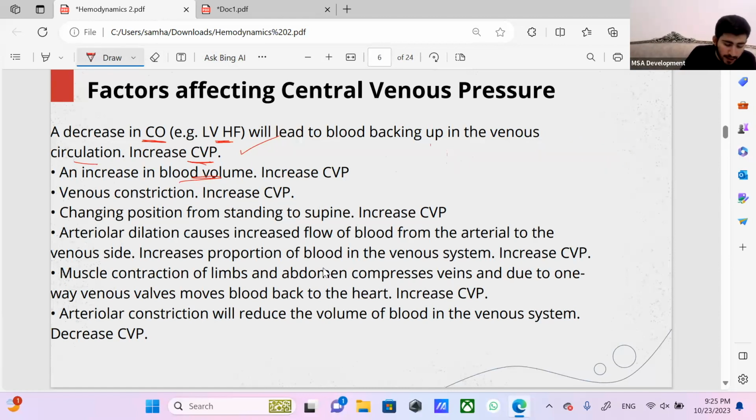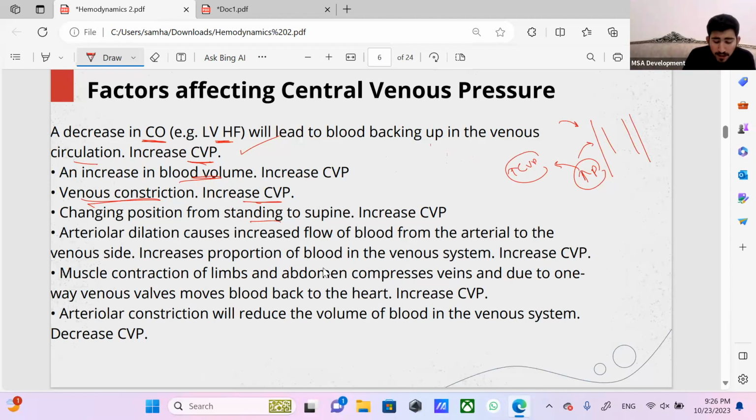Now, the third case is venous constriction. Okay, now we have this thoracic vena cava with its muscular parts. And once we put sympathetic stimulation in it, it will vasoconstrict. And once we have vasoconstriction, this means that we increase the pressure of the thoracic vena cava, which means that we increase the central venous pressure. Venous constriction increases the central venous pressure. These are the first three cases.